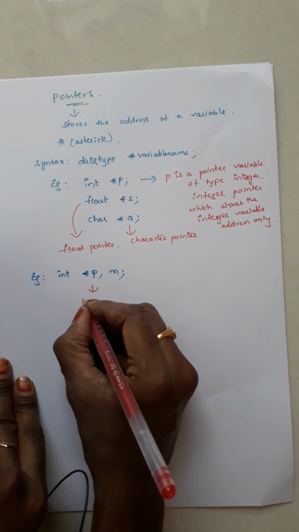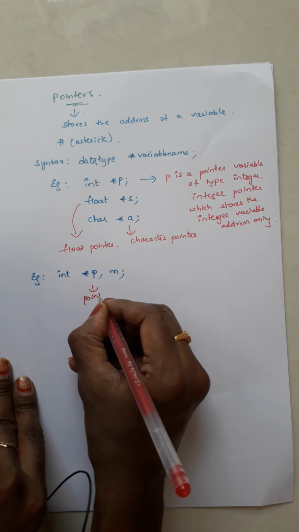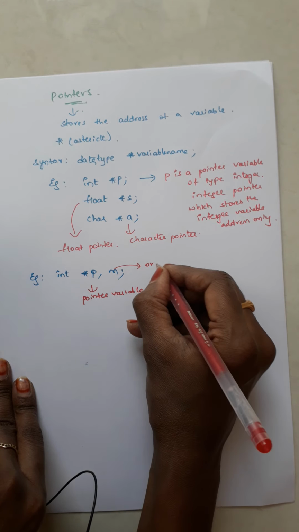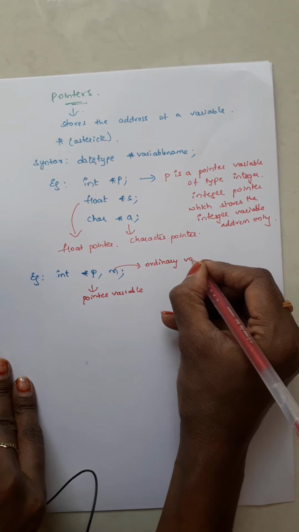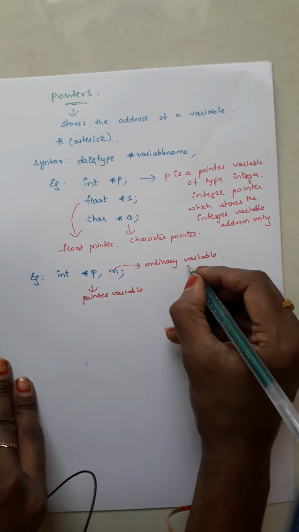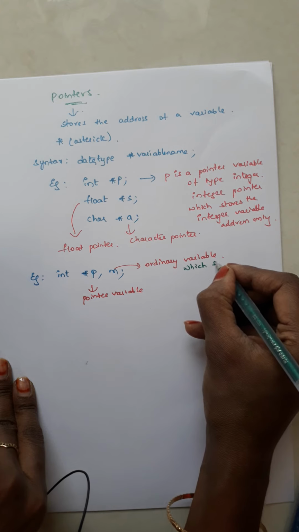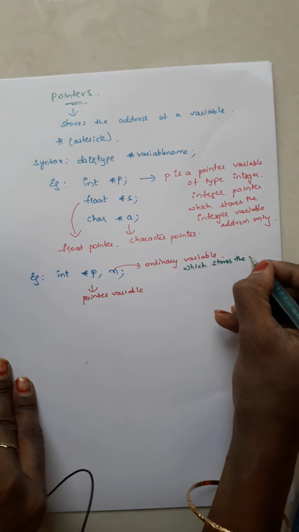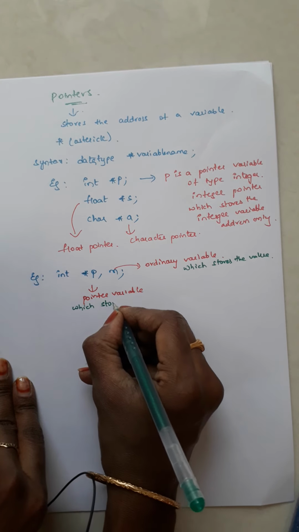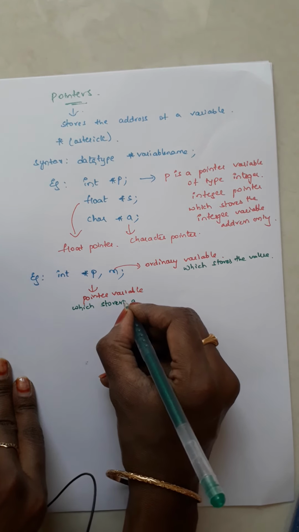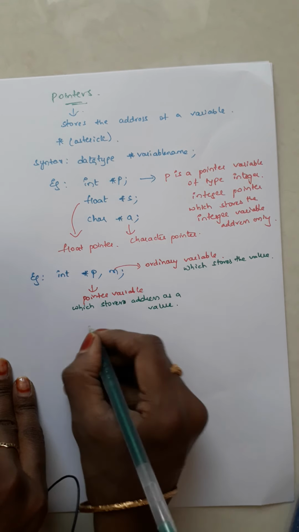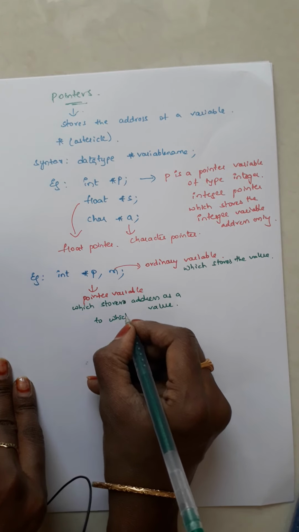Here p is a pointer variable, and m is an ordinary integer variable. An ordinary variable stores the value, while a pointer variable stores an address as a value, the address of the variable to which it points.